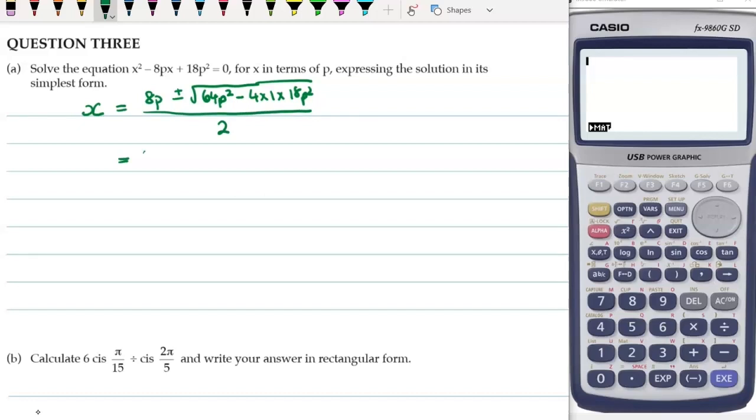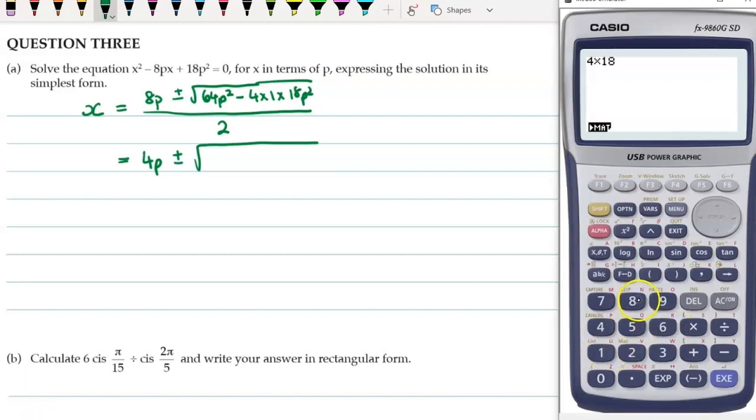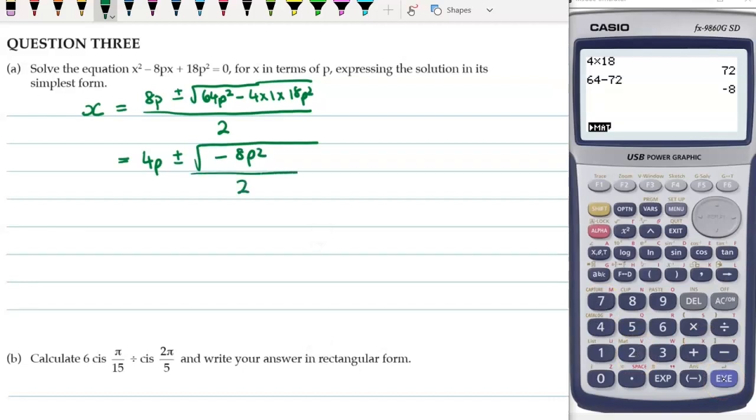So 8p over 2 is 4p, plus or minus, we're going to have the square root of 64p squared, take off the other thing there, so 4 times 18 is going to give us 72p squared, so 64 minus 72 is minus 8p squared. That is all over 2.